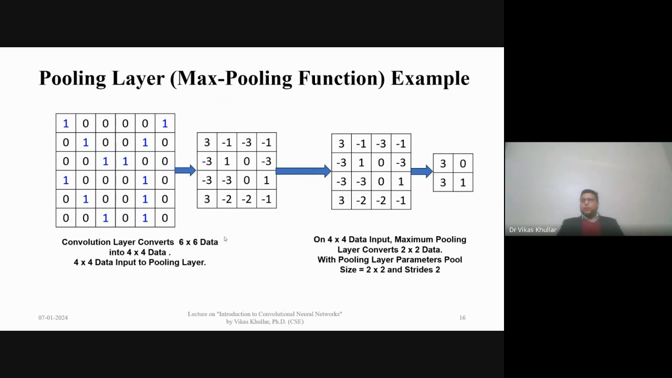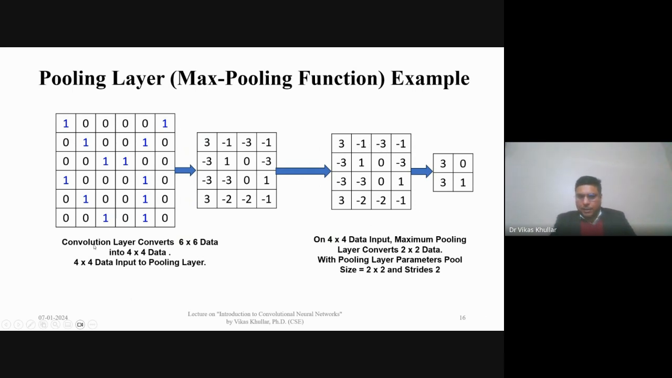Now the outcome of the pooling layer we are going to discuss. Here we are applying the max pooling function. This is the actual image. This is the filtered outcome, the filter 1 outcome. Now this filter 1 outcome is applied to the pooling function.